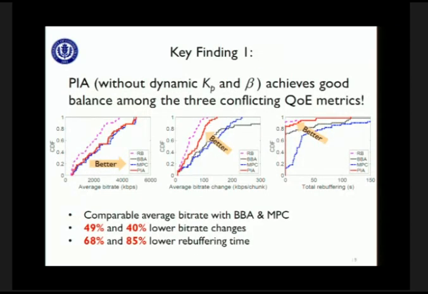So first finding is that without the dynamic KP and beta, so what if we didn't do that journal paper version? So we find that average bit rate is basically following the MPC quite well. But in terms of the average bit rate changes, it is significantly better than MPC. So the red one is, so more towards the left side is better. And look at the total rebuffering, almost like 68%, 85% lower rebuffering time. So significant performance improvements in the quality of experience and very little loss in terms of the average bit rate compared to the MPC.